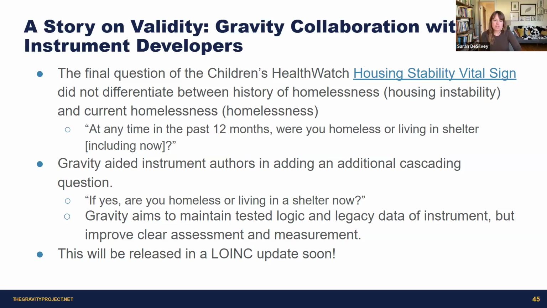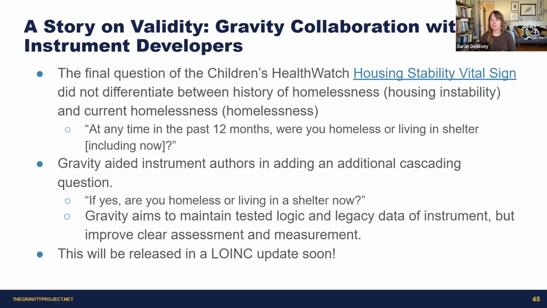So we worked with the Children's Health Watch team, and very simply, we just aided instrument authors in adding an additional cascading question, and that will come in the ecosystem very shortly. So if you answer yes to the third question of the Housing Stability Vital Sign, there shortly is going to be a cascading question: if yes, are you homeless or living in a shelter now? Yes, no, right? And that will differentiate the housing instability entity from the homelessness entity and support specification, which is, again, one of the goals of measurement.